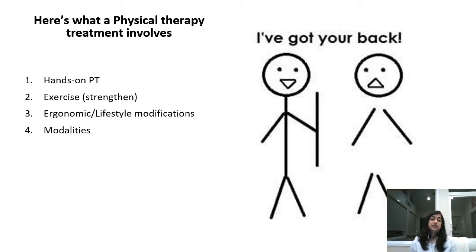So a successful PT treatment will have other components to it, like hands-on joint mobilizations, muscle energy techniques, some soft tissue release techniques. It will also include core strengthening so you don't get in this position to begin with. They will also suggest some ergonomic and lifestyle modifications and modalities like heat, ice, TENS, depending on your pain levels.